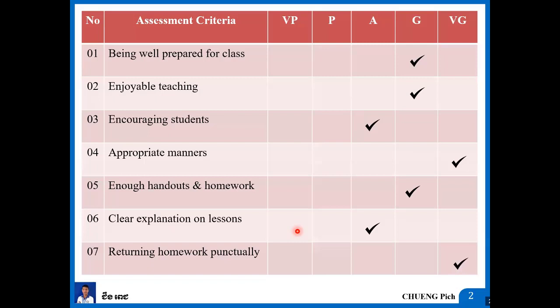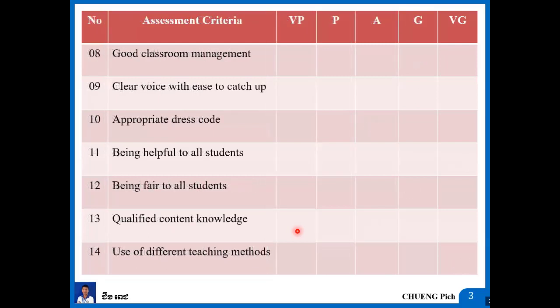Number 7, returning homework punctually. Every day the teacher offers homework to students, but whether the teacher offers feedback, or returns the homework that he has checked and scored. Let's go to another 7 assessment criteria of the teacher evaluation.